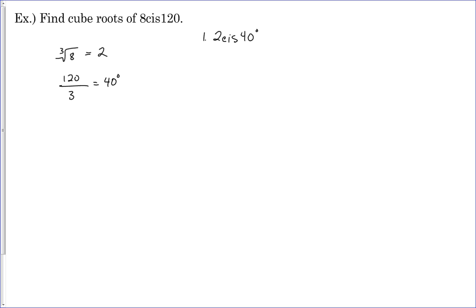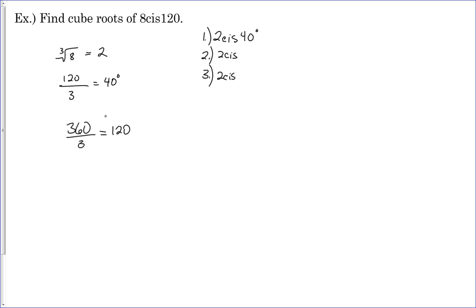Now we know we need 3 of them, so we have to find 2 more roots. Well, they're all going to be 2 CIS, so you can go ahead and copy that straight down. They're all going to be 2 CIS. Then, remember, you want to take 360 and divide it by n. N is 3. So 360 divided by 3 is 120 degrees.